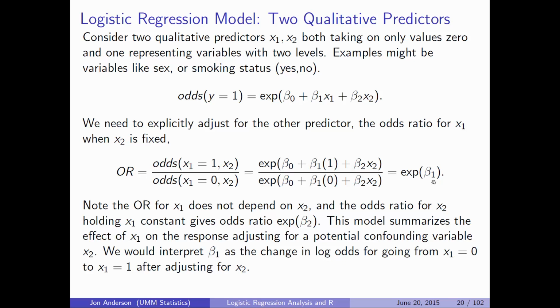Notice that in this kind of model, the effect of x1 does not really depend on the level of x2, but it does depend on the fact that x2 is in the model to estimate this effect. So make sure you pay attention to the bottom of this overhead. You would interpret beta 1 as the change in the log of the odds. If you take the log of this, you'd get the log of the odds going from x1 of 0 to x1 of 1 after adjusting for x2.